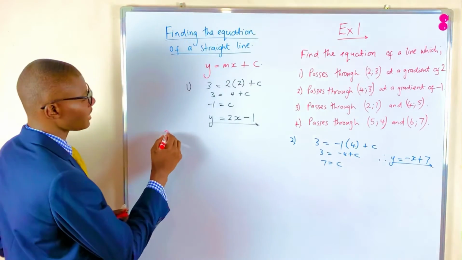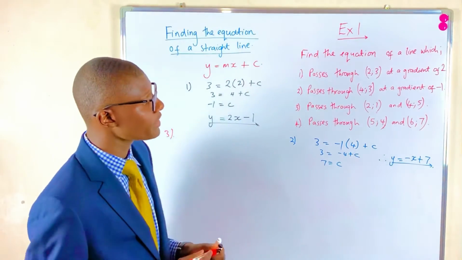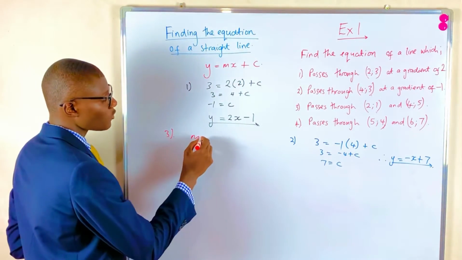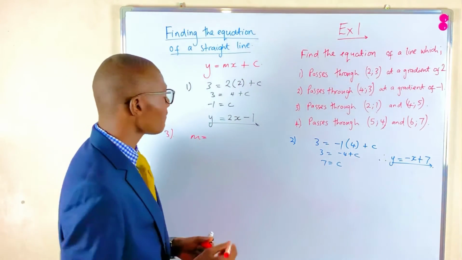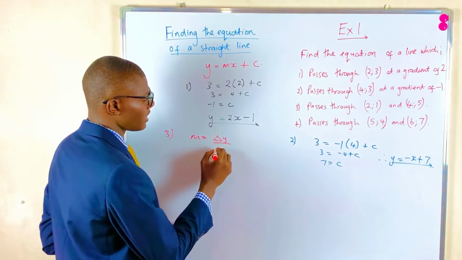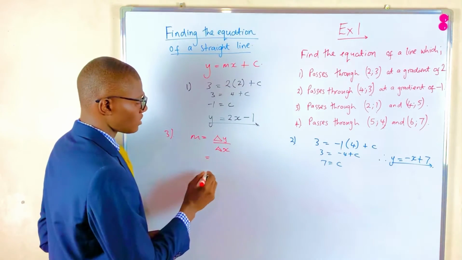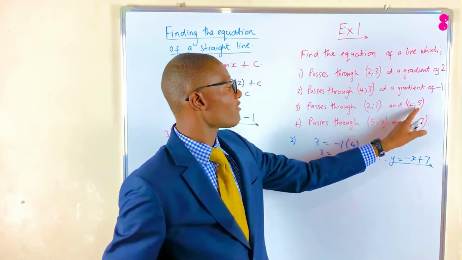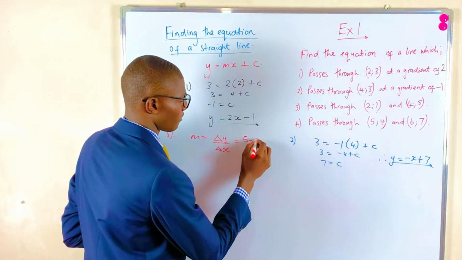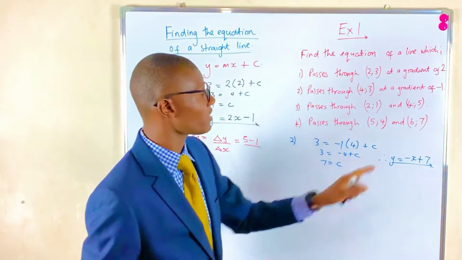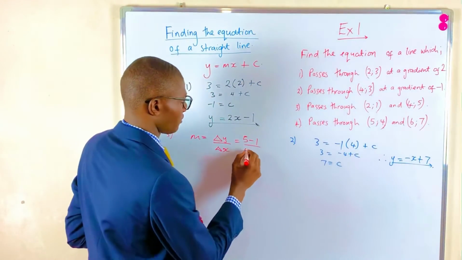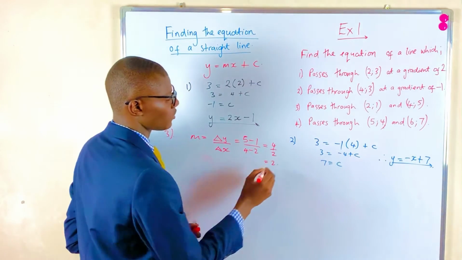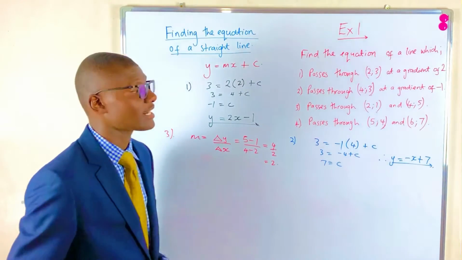we need to calculate the equation of the line that passes through points (2, 1) and (4, 5), right? So like we said, we first of all need to calculate the gradient, which is given by the change in y over the change in x. So the change in y shall be given by 5 minus 1 over the change in x, which is 4 minus 2. So we get 4 over 2, which is simply equal to 2. So this is the gradient that we have.